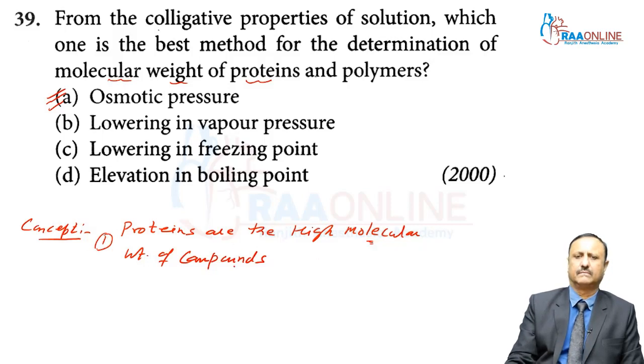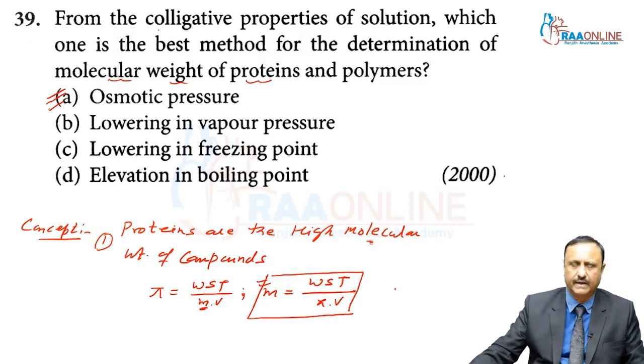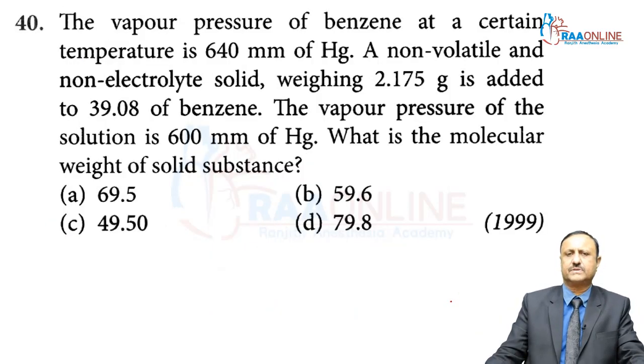We can use the osmotic pressure, and this is an easy method, and high molecular weight compounds are easily determined by this method. And you can see the formula here, pi is equal to WRT upon MV. We can use this formula to determine molecular weight. M is equal to WRT upon pi V. So, my dear students, you can easily use this and determine the molecular weight.